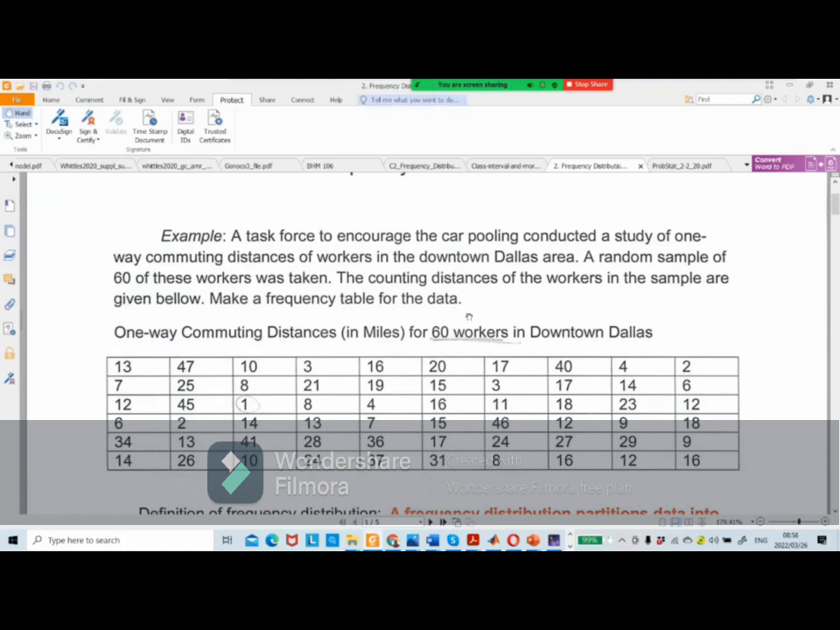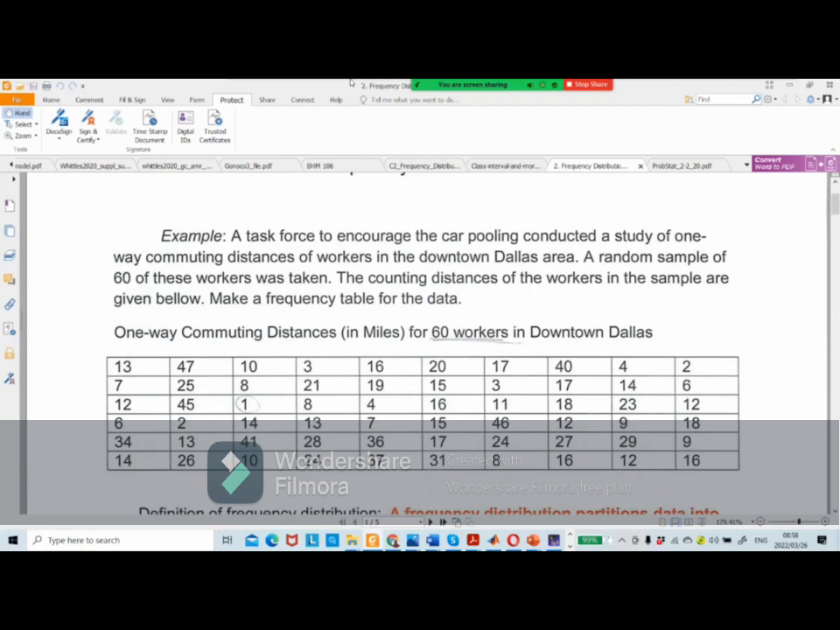A random sample of 60 of these workers was taken. Full stop.